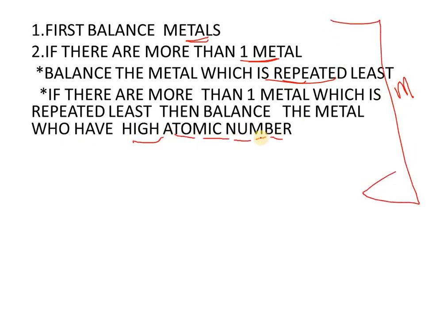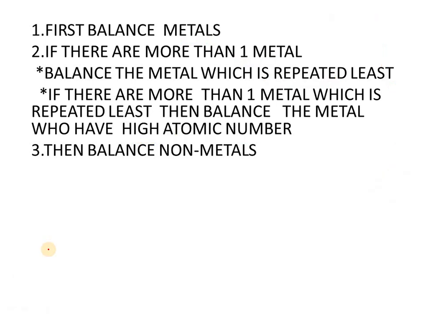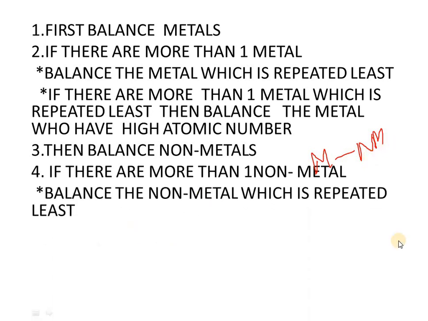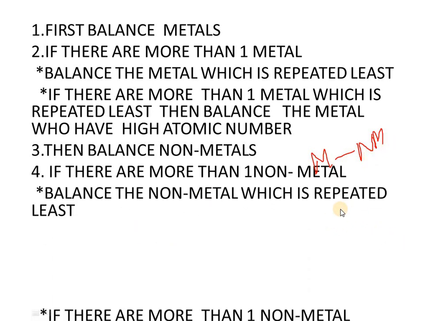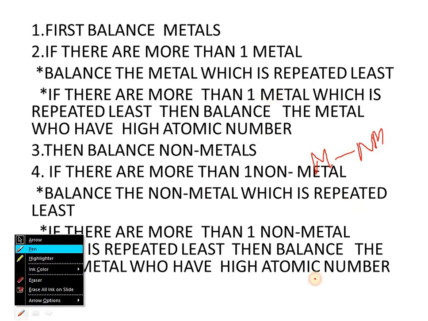Now our metals are balanced. Now we are going to balance non-metals. Since our metals are balanced, now we are going to balance non-metals. The same procedures that we saw in the case of metals can be applied to the non-metals. If there is more than one non-metal, we have to balance that non-metal which is repeated the least number of times. If there is more than one non-metal which is repeated the same number of times or the least number of times, then we have to balance that non-metal which has the high atomic number.